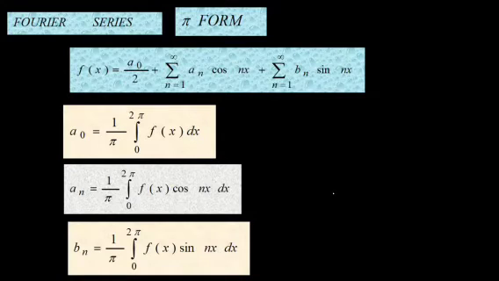Right, now let me have a short look over the general form of the Fourier series along with the formulas which we are going to use to calculate the Fourier coefficients a0, an and bn. Here let f of x is equal to a0 by 2 plus sigma n equal to 1 to infinity an cos nx plus sigma n equal to 1 to infinity bn sin nx. Here a0 is equal to 1 by pi integral 0 to 2 pi f of x dx. This is the formula we use to calculate a0, and an is equal to 1 by pi integral 0 to 2 pi f of x cos nx dx, and bn is equal to 1 by pi integral 0 to 2 pi f of x sin nx dx.